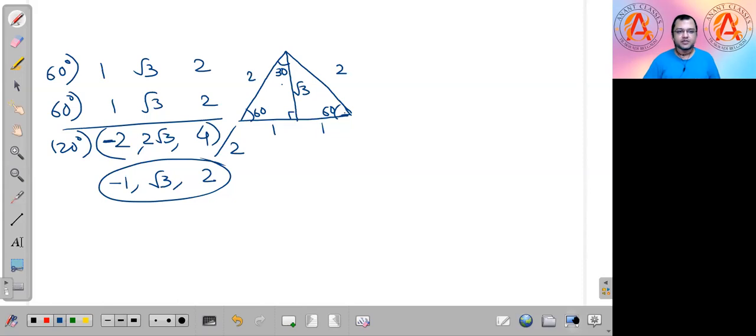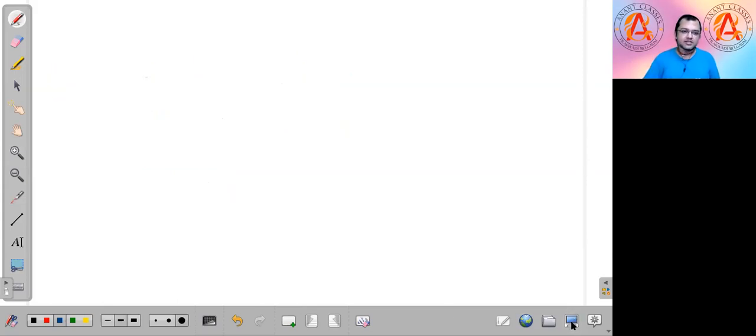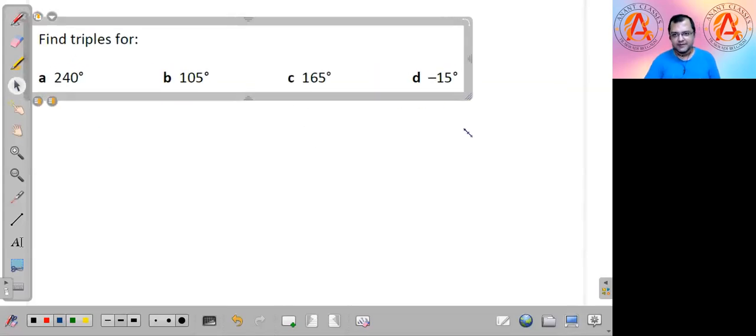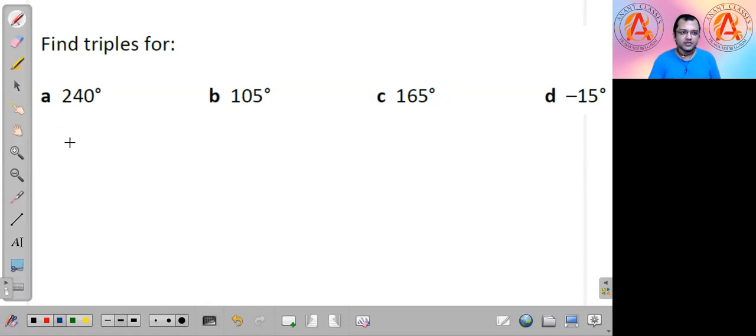These things are possible. Now, at the end, we will do one interesting exercise. We have to find the triples for these angles, these 4. So let's do it together. Number A, 240 degree. Now tell me, how can we calculate 240 degree triple? In what way is it possible?